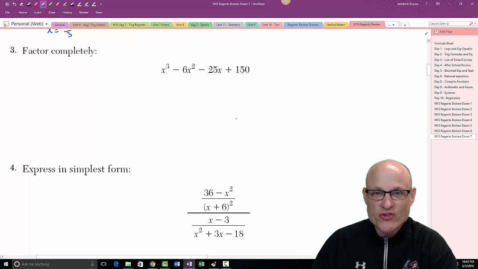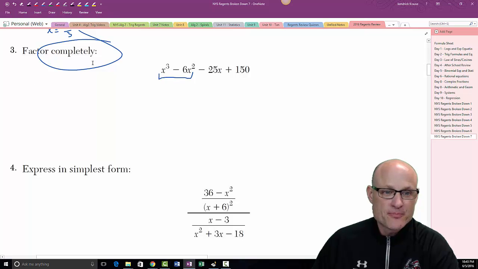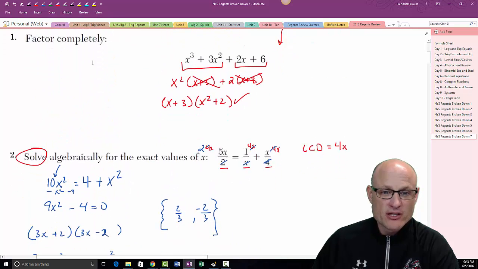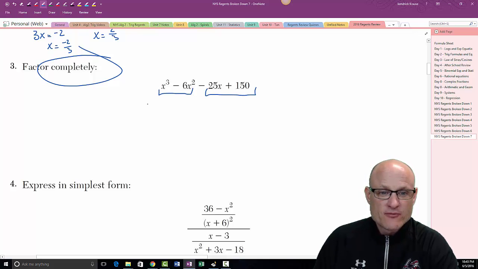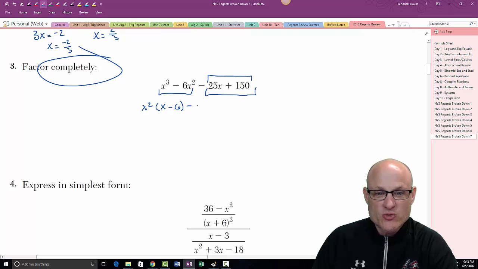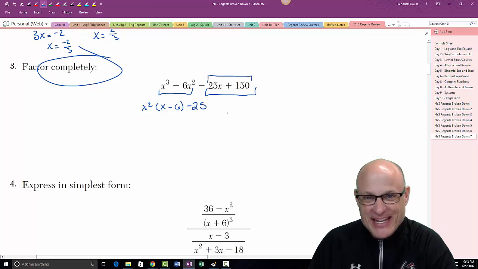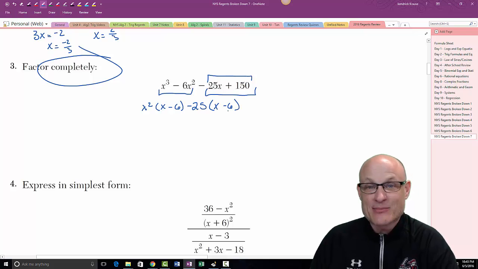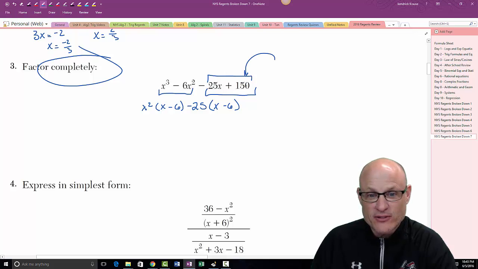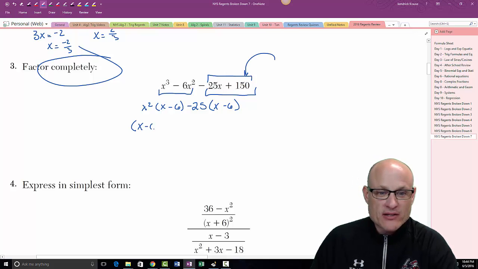All right, factor completely. No equal sign, no solving. Don't try to solve these things. Generally, if you see the words completely, there's at least 2 steps to do, sometimes 3. First step, we're going to take out this x squared. I'm left with x minus 6. Now we're going to copy over the sign, and out of these 2, we're going to take out a 25, but we're actually taking out a negative 25. So we're left with x minus 6, because negative 25 times negative 6 is this positive 150. So now I'm left with x minus 6 and x squared minus 25.